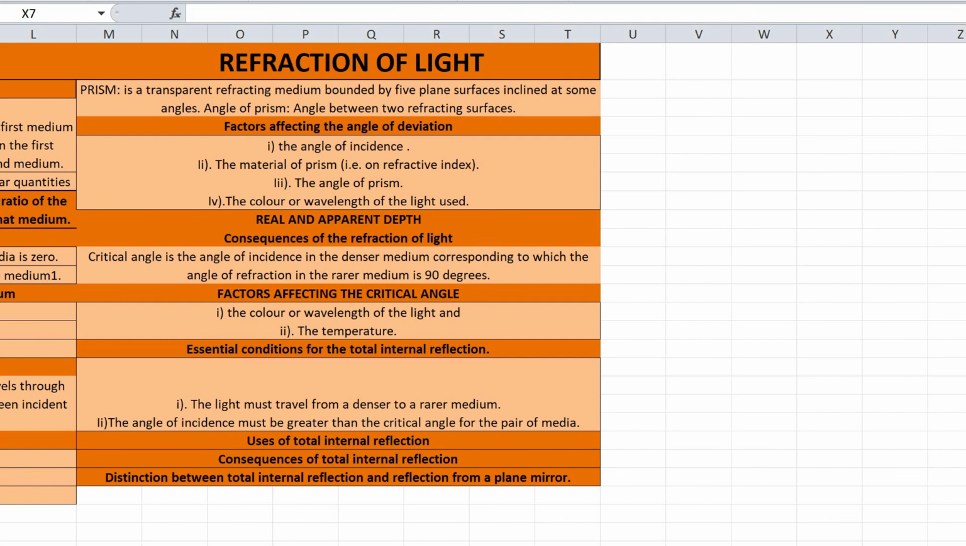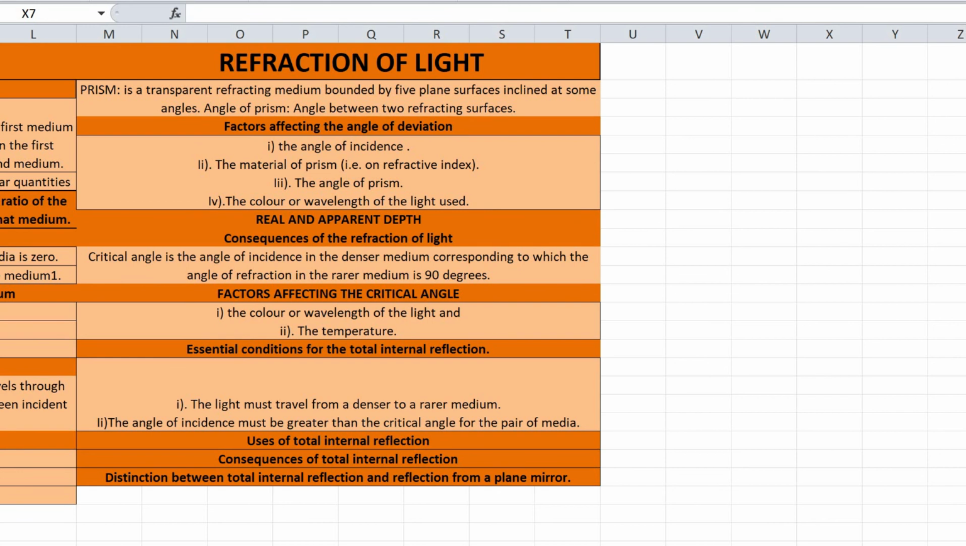Second point: in total internal reflection, the entire light is reflected. In a plane mirror, only a part of the light is reflected while the rest is refracted or absorbed. Third point: there is no loss of energy. The energy of the reflected ray is the same as that of the incident ray. Whereas in a plane mirror, there is a loss of energy; that is, the energy of the reflected ray is less than that of the incident ray.